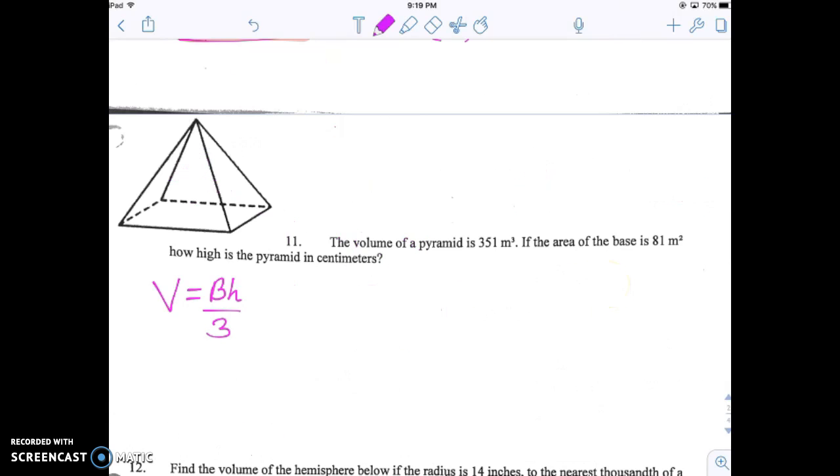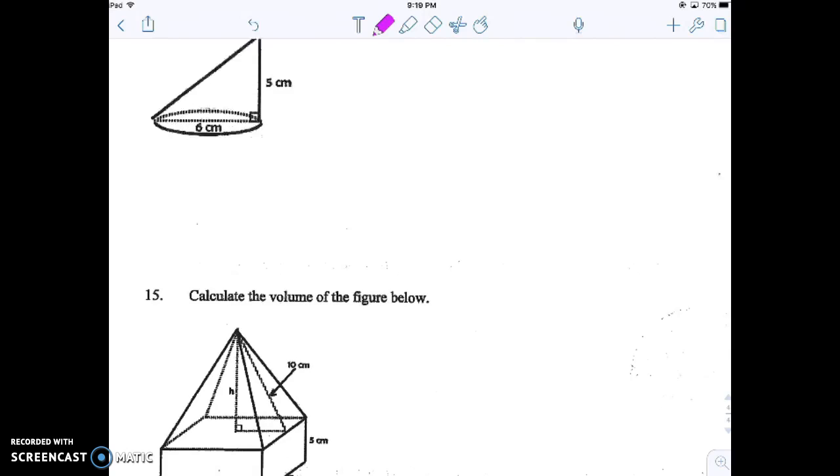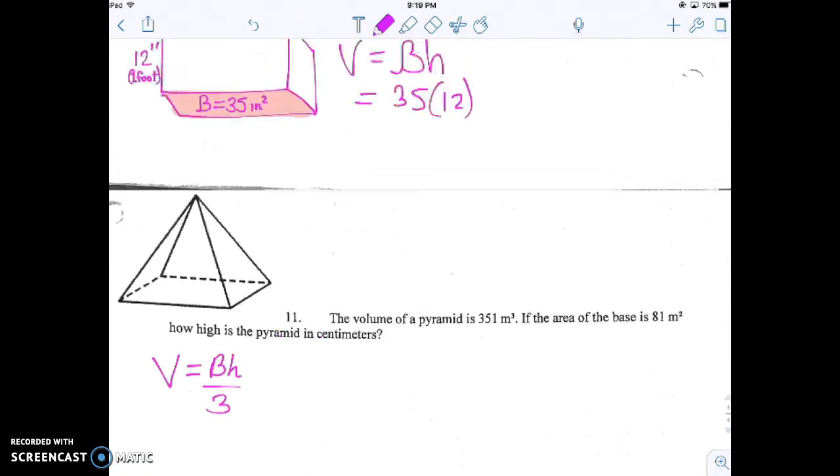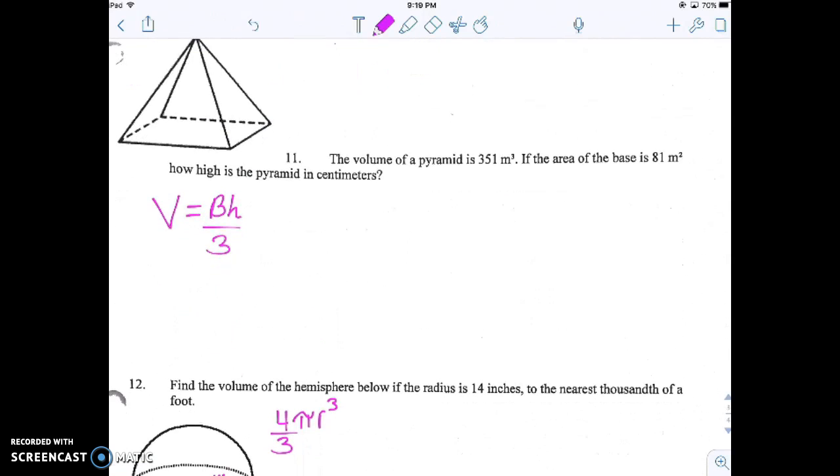Okay, now you're going to do problems 11, 12, 13, 14, and 15 on your own, and I'll provide some hints for you on the screen. The first one, it gives you V, the volume. It gives you big B, and we know it's divided by 3 because it's pointy, so solve for h. Multiply both sides by 3 to start.